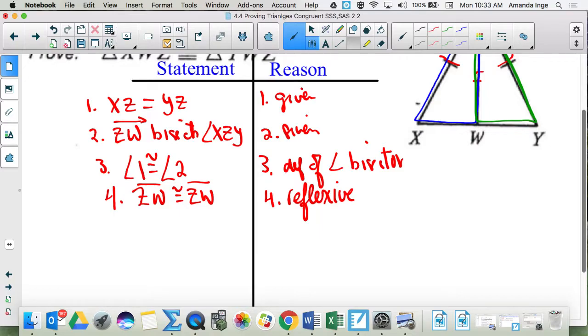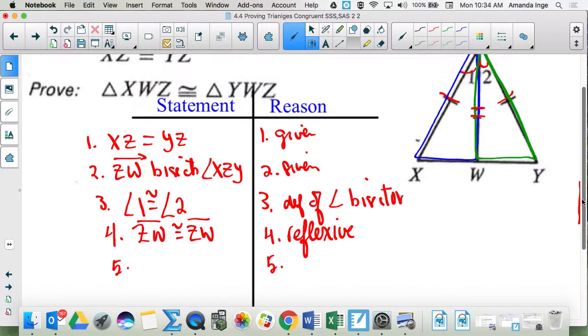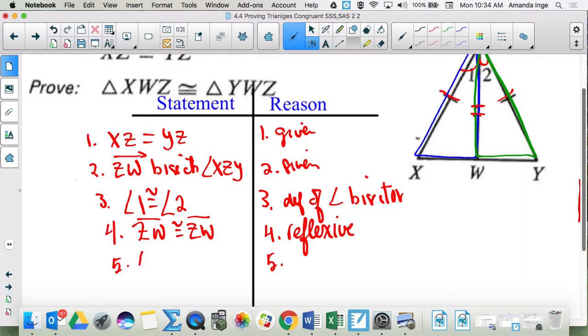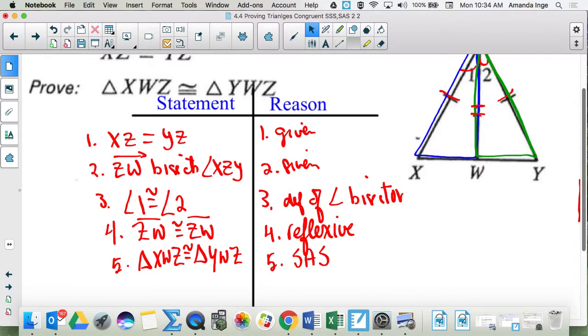All right. So now we have that piece congruent to itself. So we can say that those triangles are congruent. So we can say triangle XWZ is congruent to triangle YWZ because of side, angle, side. Everybody good?